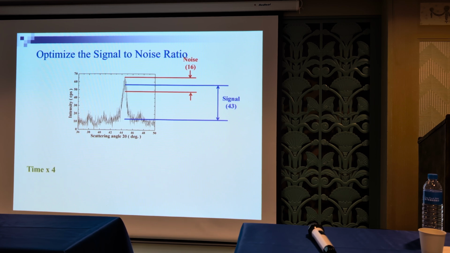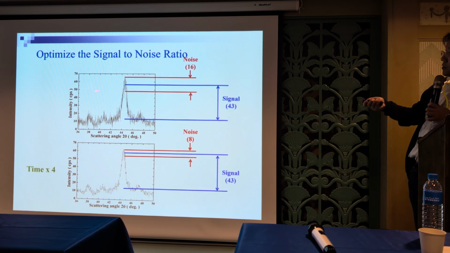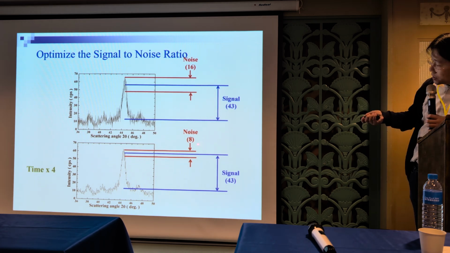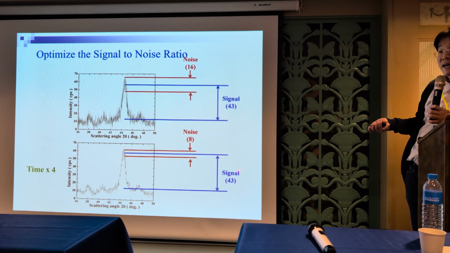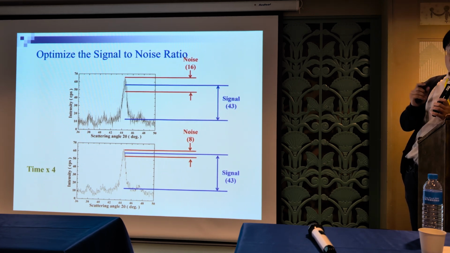So if we want to improve the signal to noise ratio by 2, then we need to multiply the time by 4. For example, if we collect this pattern for 10 minutes, then we will get this kind of signal to noise ratio. To get twice as good, we need 40 minutes. So this is the way to calculate the signal to noise ratio.